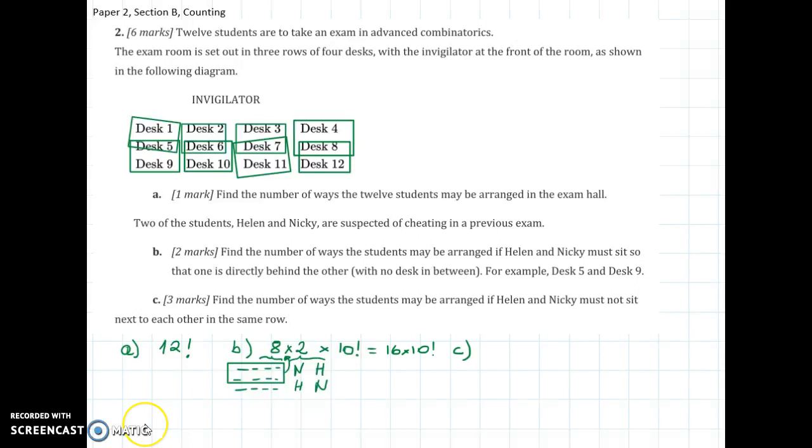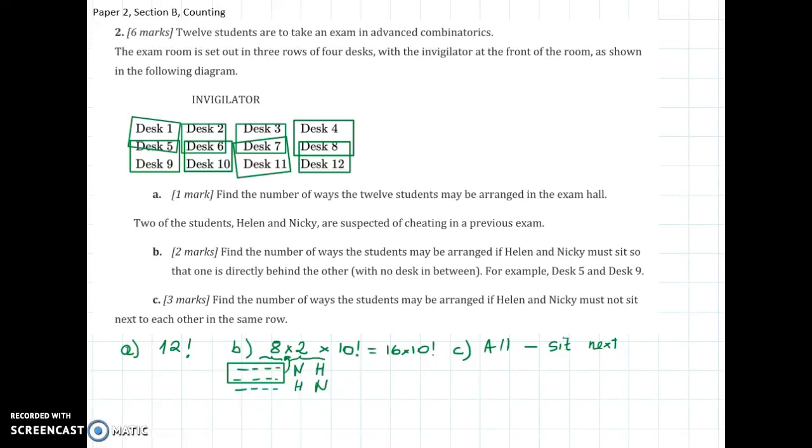For the last part, we want to find the number of ways we can arrange students if Helen and Nick must not sit next to each other in the same row. So for instance, we don't want to have one in desk 1 and the other in desk 2. That's not good for us. So one way to solve it, though not the only way, is to find in how many ways we can sit them next to each other, and subtract that number from all the possible ways we can sit them.